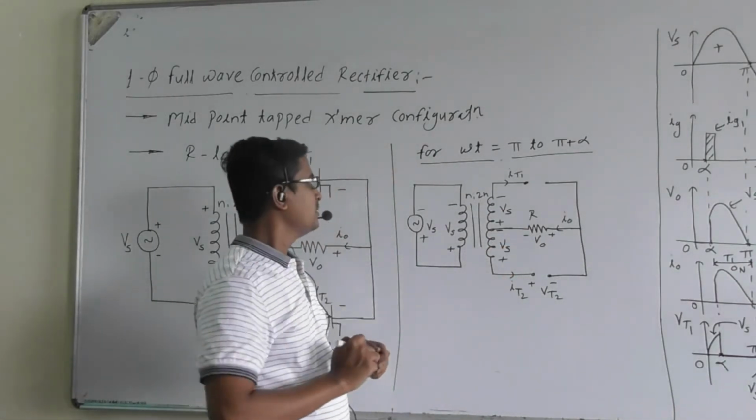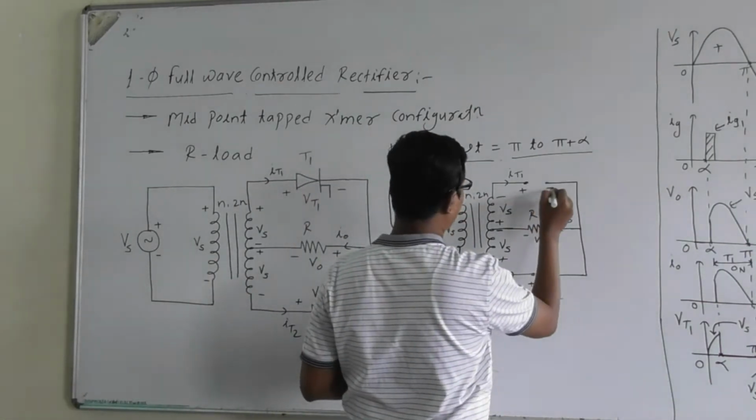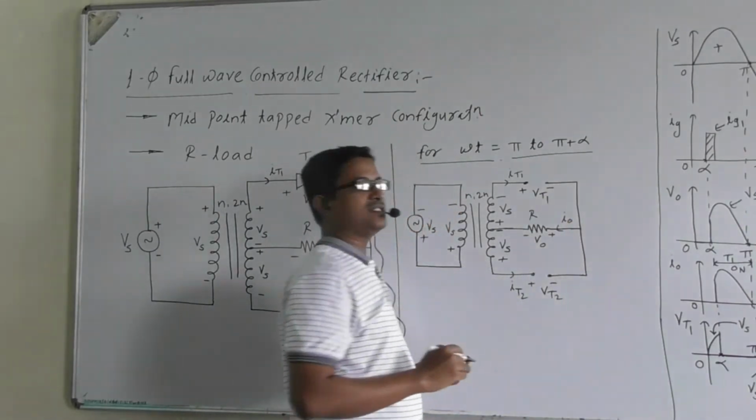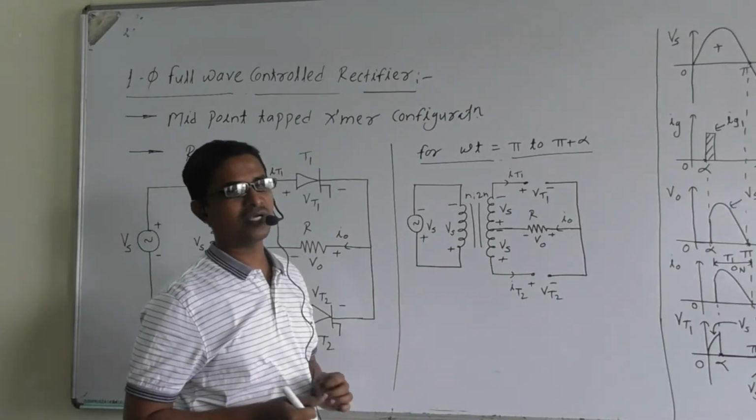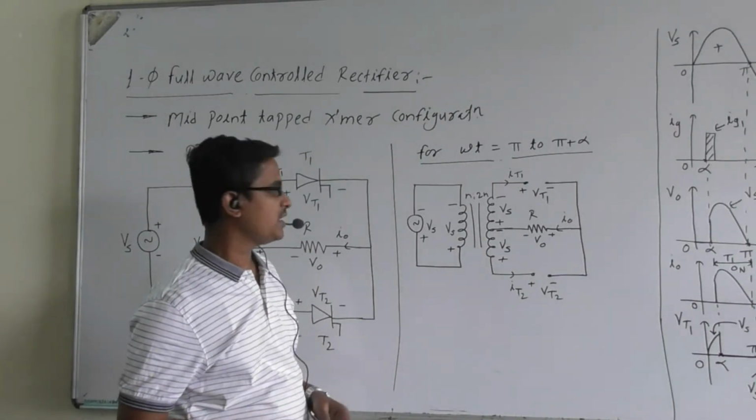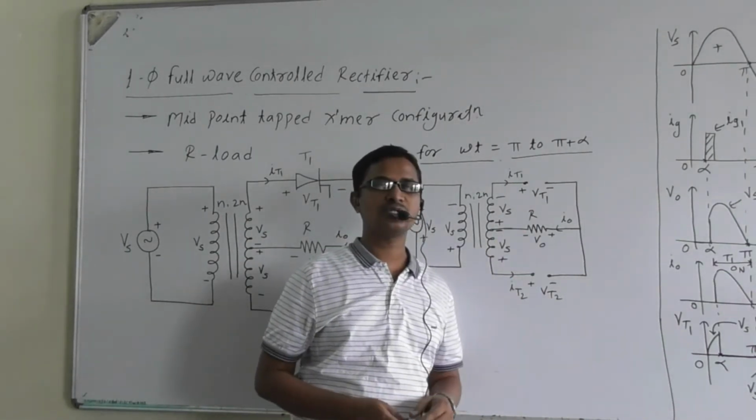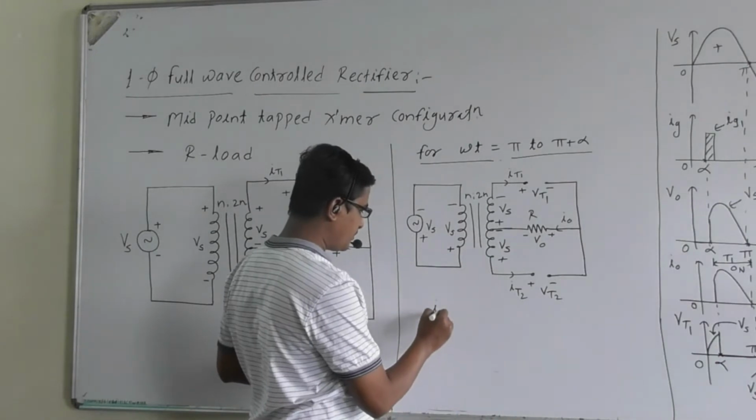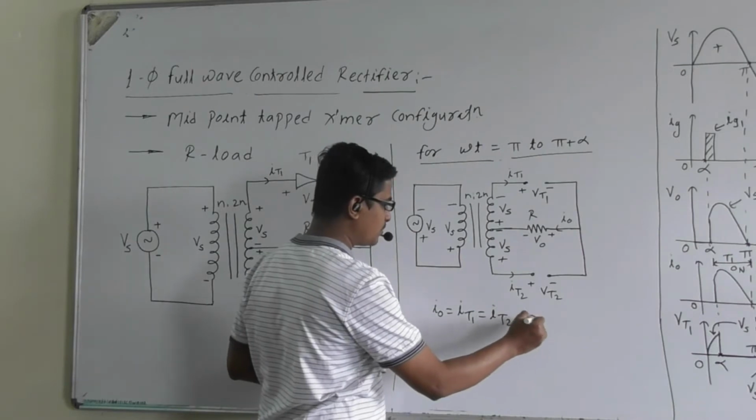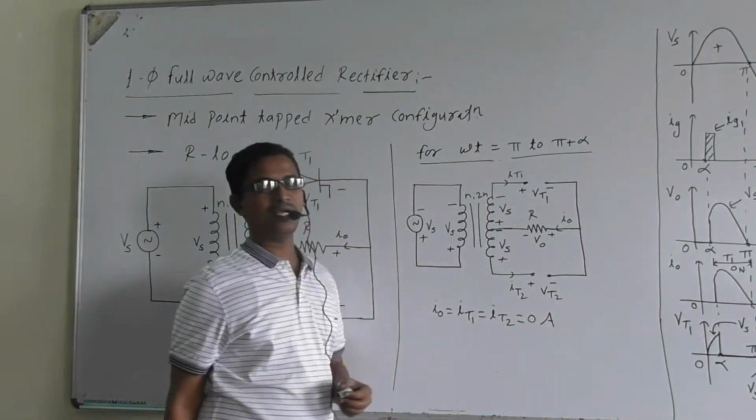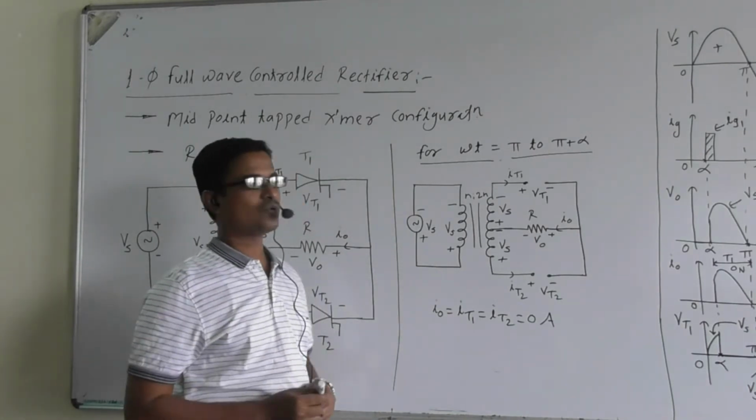Now from pi to pi plus alpha, the supply voltage is negative, and we have not applied the gate signal to any of the thyristors. So let us discuss what will happen. Here both the thyristors will be in the off state. So will the current flow from the source towards the load? No. So I0 is equal to IT1 is equal to IT2 is equal to 0 ampere. All will be 0.